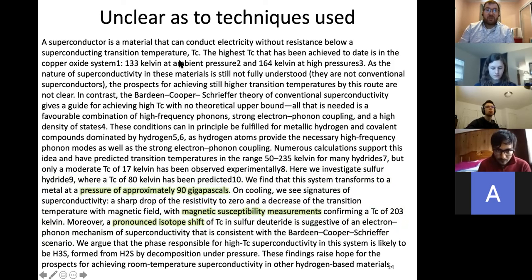So in terms of techniques, I think they are a little unclear about the techniques that they use. You see that they talk about a pressure of 90 gigapascals. They do talk about magnetic susceptibility measurements. So that's one thing, but they also talk about this isotope shift. So I think a little bit more on this would obviously be useful. You don't have to have that whole chunk of paragraph to talk about it, but I think it would be a little bit more useful.